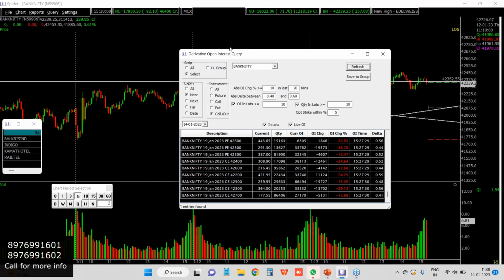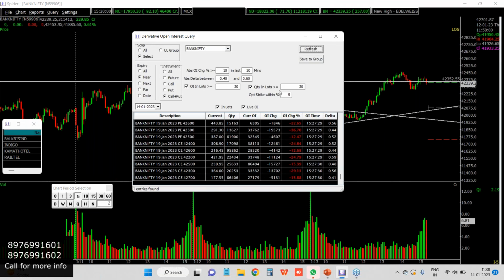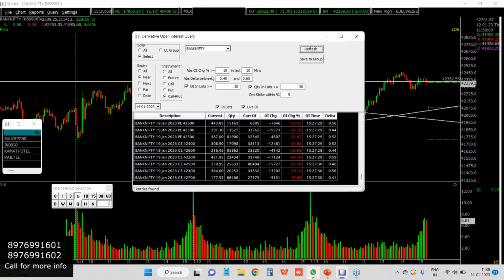Then this filtration is important. If you want the trending option strike prices, you have to filter according to the open interest, the absolute open interest change. How do you identify that many people are interested in a particular strike price, if the open interest is increasing currently in the market? You have this option over here.